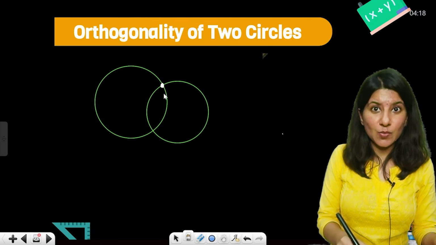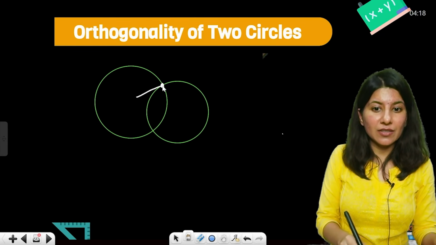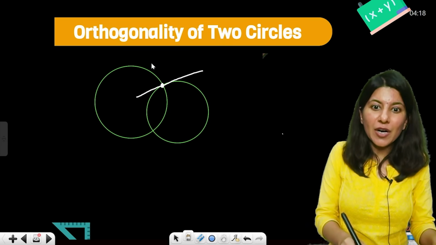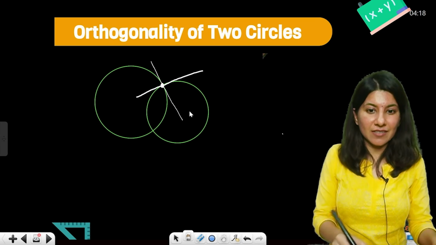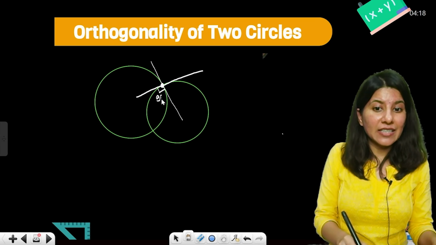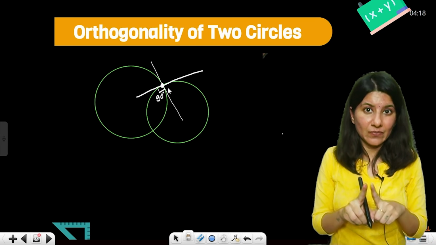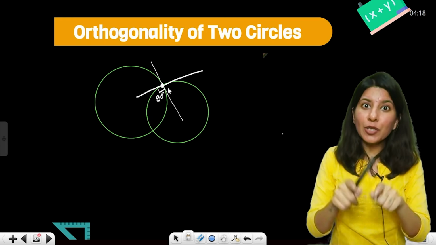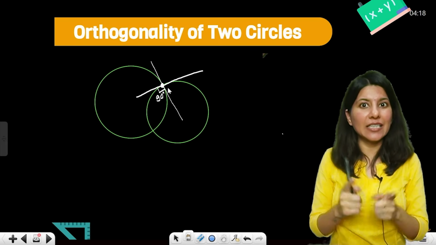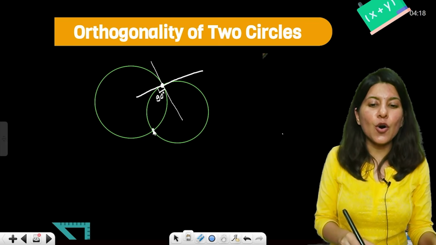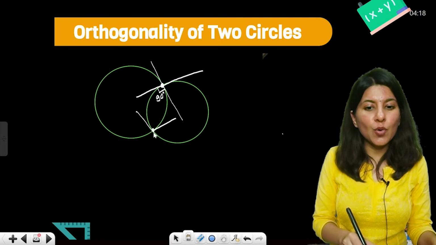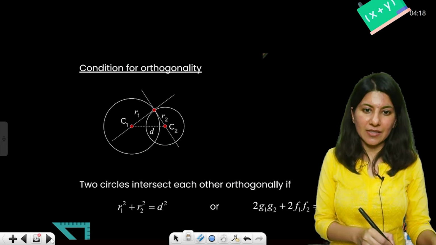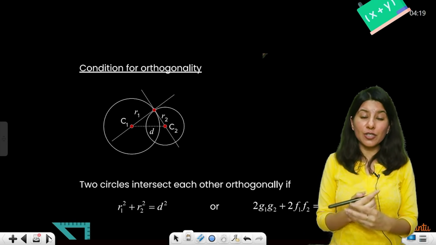If I take this point on the circle and draw a tangent, and on the point of intersection, I draw another tangent on the second circle. Now, if they intersect each other at 90 degrees, that means the angle between tangents at the point of intersection is 90 degrees. Then we will call them orthogonal circles, and both the angles should be 90 degrees. So these two will be orthogonal circles, right? Now what is the condition of orthogonality?